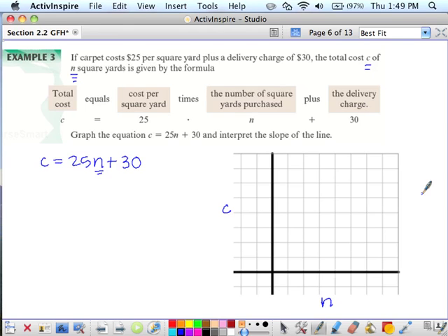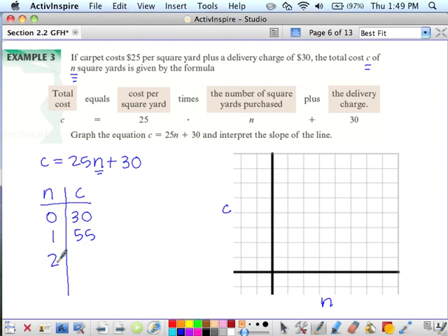In this case, N is acting as the X and the cost C is acting as the Y. So if I don't buy any carpet at all, if the truck just makes an empty run out to my house, that's 25 times 0 plus 30 is 30. So I would still have to pay the delivery charge of $30. Then if I buy 1 square yard of carpet, that's 25 times 1 plus 30 is $55.